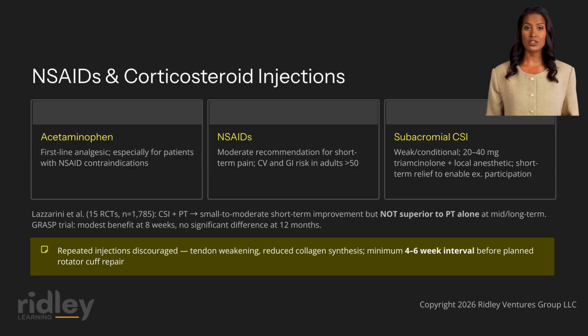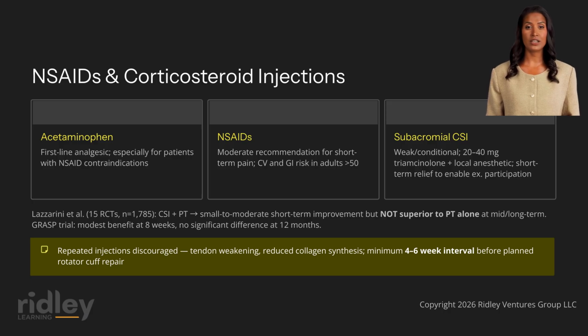certainty. The GRASP trial involving 708 patients similarly found that subacromial corticosteroid injection provided a modest short-term benefit at 8 weeks, with the injection group showing a small but statistically significant reduction in pain and disability compared to the no-injection group, but no meaningful difference at 12 months compared to no injection.